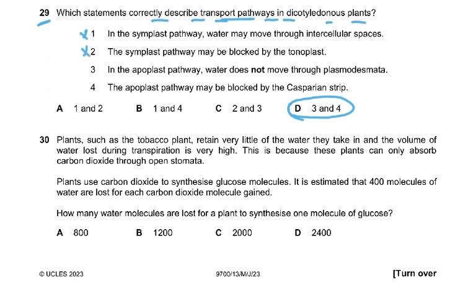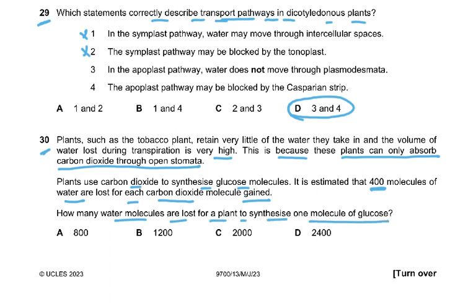Then coming to question number 30. Plants such as the tobacco plant retain very little of the water they take in, and the volume of water lost during transpiration is very high. This is because these plants can only absorb carbon dioxide through open stomata. Plants use carbon dioxide to synthesize glucose molecules. It is estimated that 400 molecules of water are lost for each carbon dioxide molecule gained. How many water molecules are lost for a plant to synthesize 1 molecule of glucose?